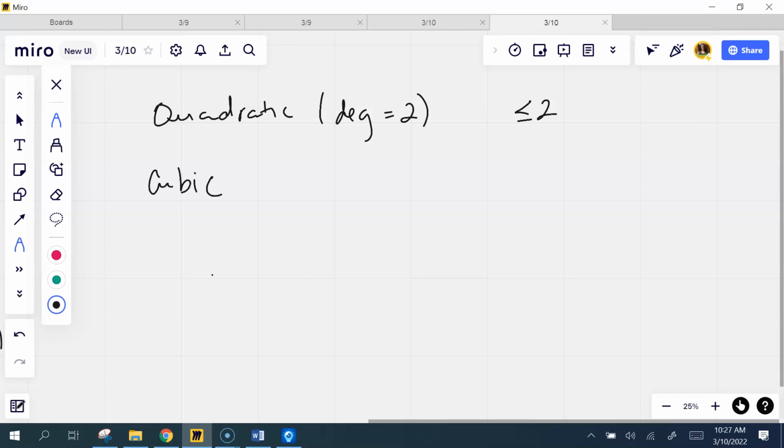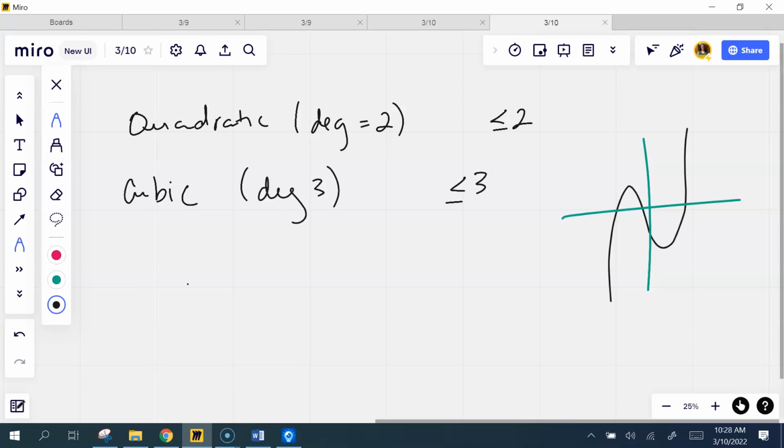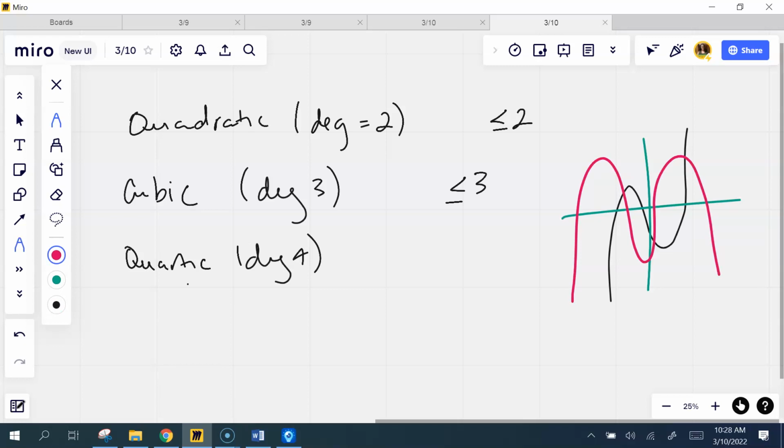What's its degree? How many zeros could it possibly have? What's the most number it could have? The most number of times it could cross the x-axis. 3. Yeah, it's 3. I'm sorry. How about a quartic? So this time, what's the most number it can have? 4. So it can have 4.